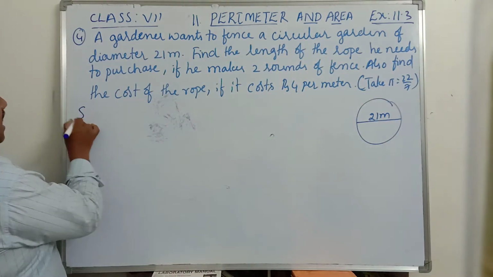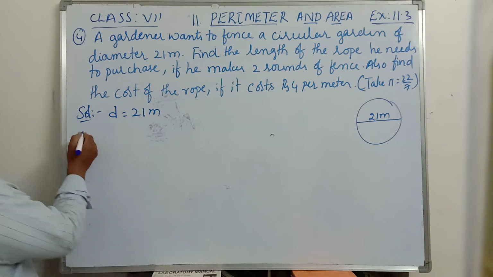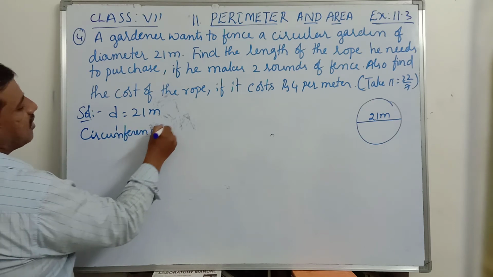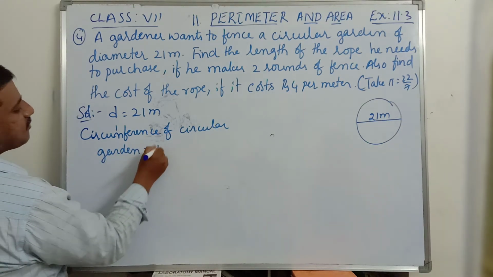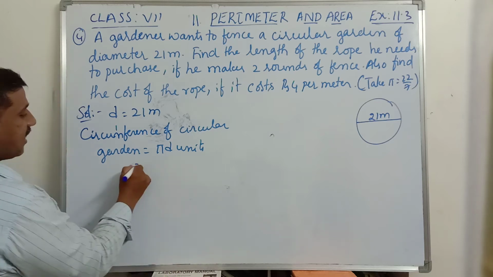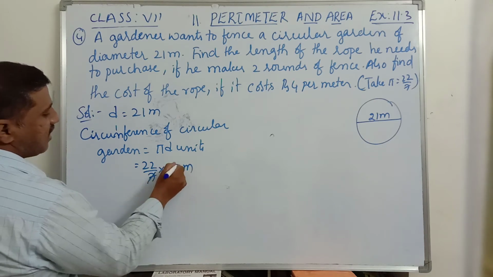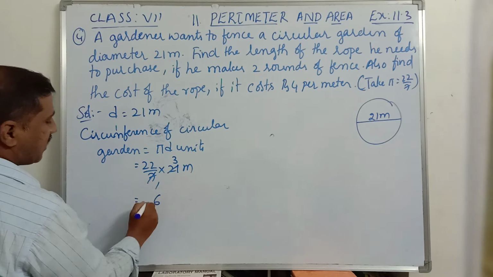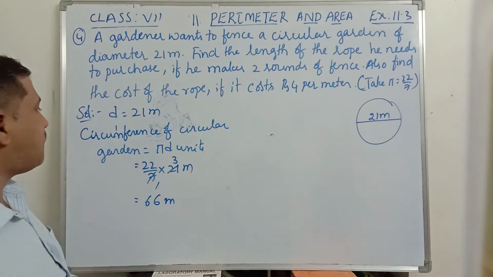So what is given here? The diameter is given. So diameter D is equal to 21 meters. We have to find the circumference of the circular garden, which is equal to pi into D units. Here we know the diameter, so we can use pi into D units. Pi is equal to 22 by 7 and the diameter is 21 meters. 7 ones are 7, 7 threes are 21. Now 22 into 3, that is 3 twos are 6 and 3 twos are 6. 66 meters is the circumference of the circular garden.